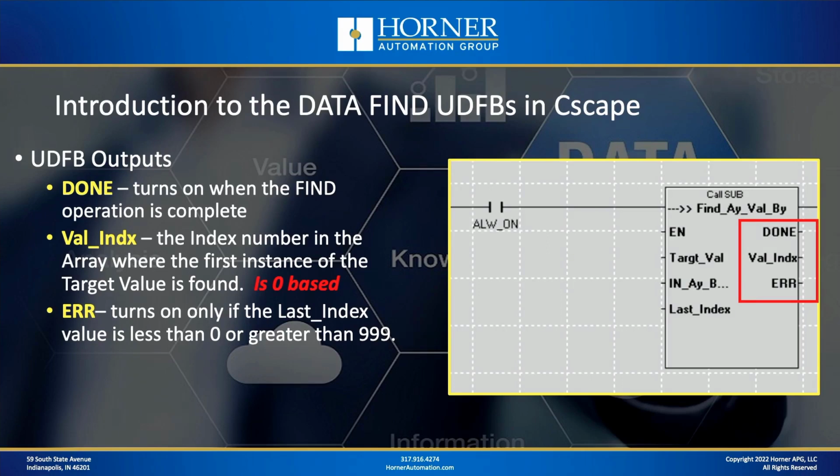Finally, the last output is an error output, which is a Boolean value, and the only real error that can occur is if, for whatever reason, you set the last index input to the UDFB to an improper value, in other words, less than 0, a negative value, or greater than 999. The largest array search that we can do using this user-defined function block is 999, so an array of 1,000 members.